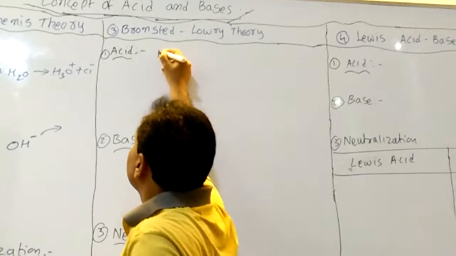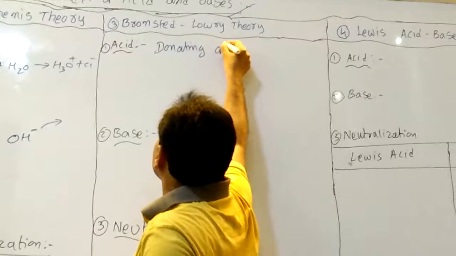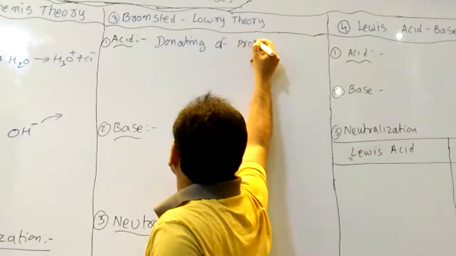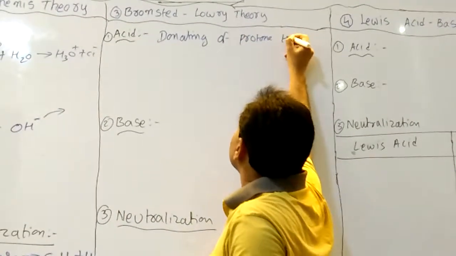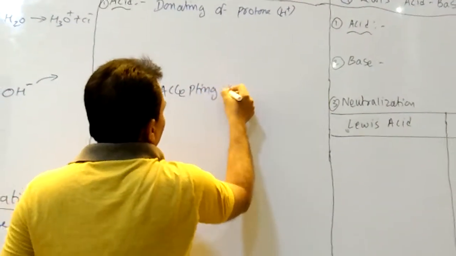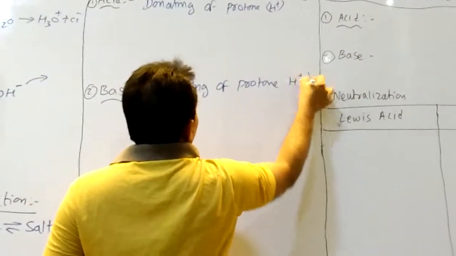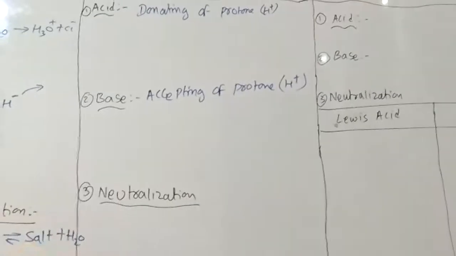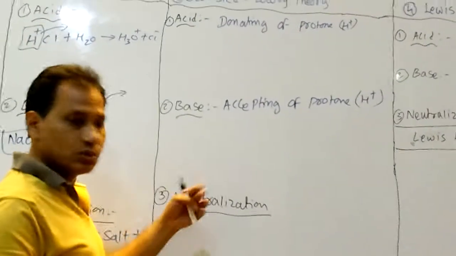Coming to Bronsted-Lowry theory. Acid is the donating of proton. What is a proton? Donating of proton means H plus. Base means accepting of proton. According to him, what is neutralization? The transfer of proton from acid to base.